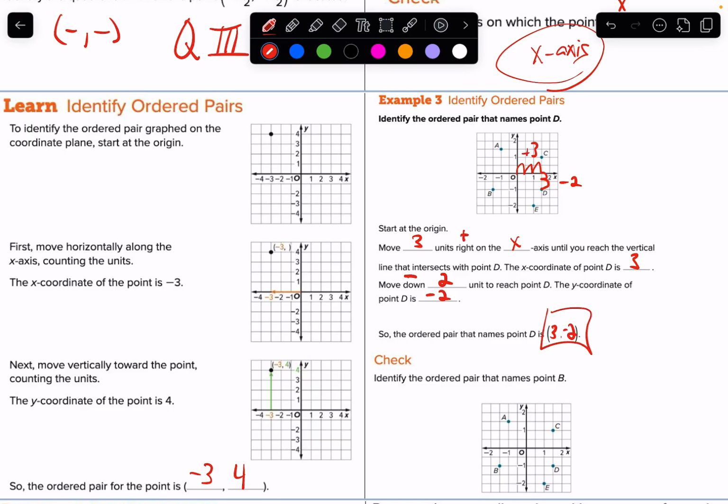And there's my answer. So identify the ordered pair that names point B. So give point B a try and get its ordered pair.